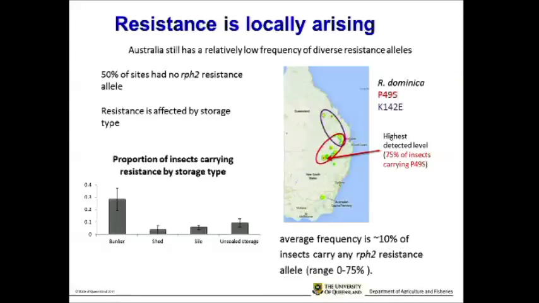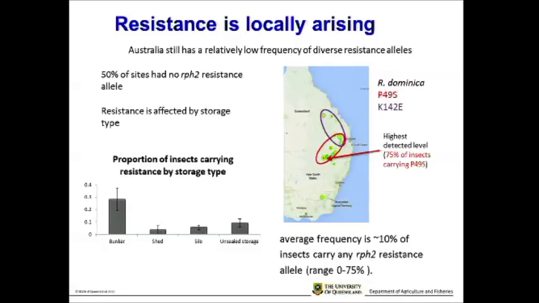We've also found that for the proportion of insects carrying resistance, there was a rather large storage type effect. Not for most of these, like sheds, silos and unsealed storages, but for storages like bunkers. We know that bunkers are under a tarp, so there are always technical issues arising from maintaining doses in those sorts of storages. They leak a bit more than a solid storage. They get attacked by birds, all sorts of things.